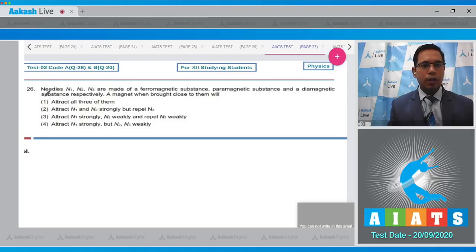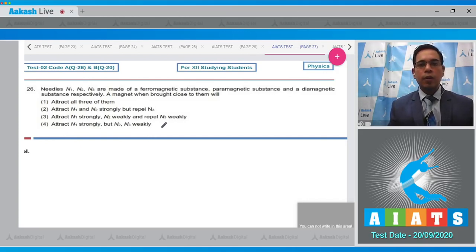Question number 26. Needles N1, N2, N3 are made of ferromagnetic substance, paramagnetic substance and diamagnetic substance respectively. A magnet when brought close to them will attract all three of them; attracts N1 and N2 strongly but repel N3; attracts N1 strongly, N2 weakly and repel N3 weakly; attracts N1 strongly but N2, N3 weakly.